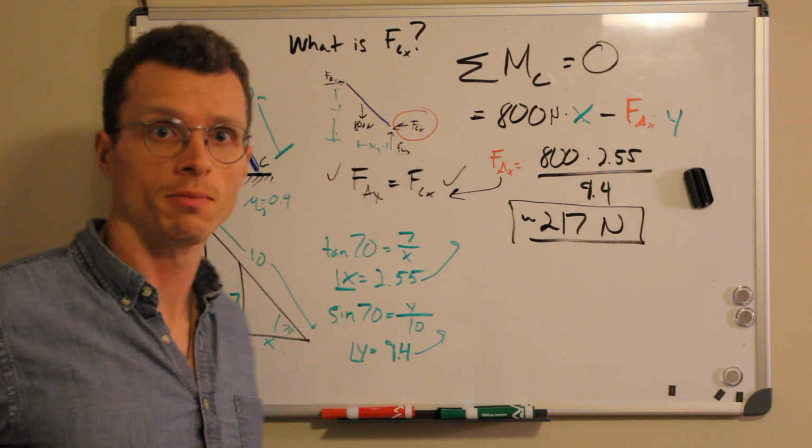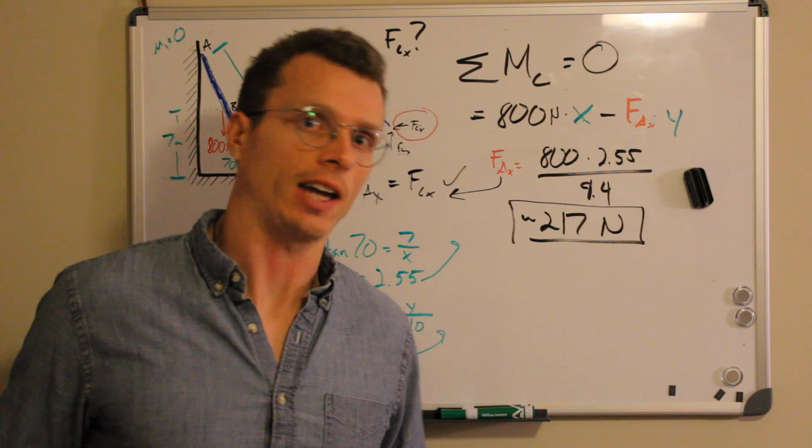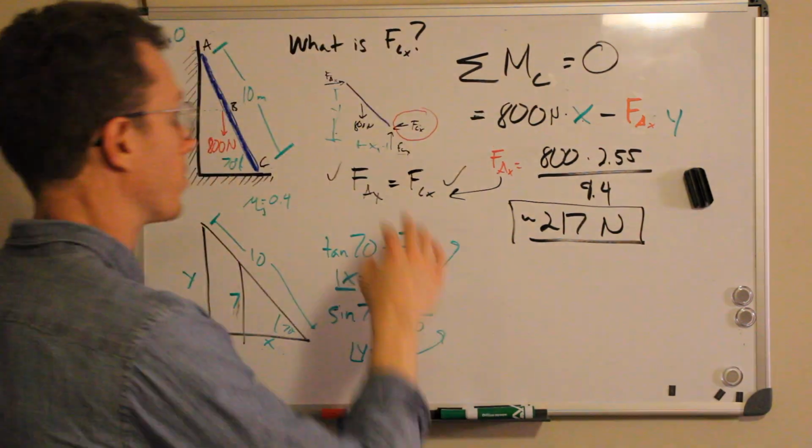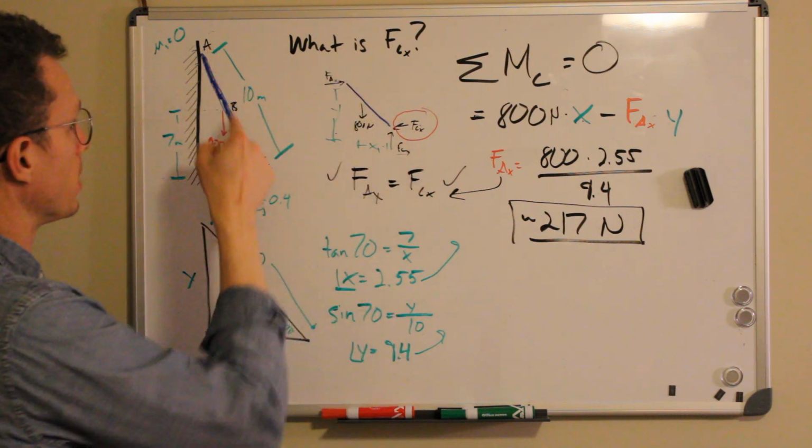Alright, just as a review for how we did this problem, first we said, let's draw the free body diagram because we need to know what the forces acting on this object are. And then we can look at how to solve for what we want. So we drew the forces. We had two forces at C. We had one force at A, right? You got A, B, C.